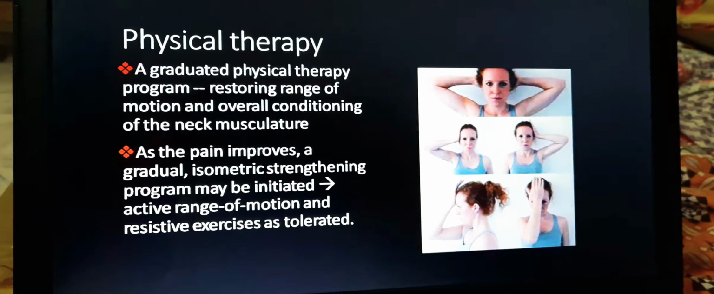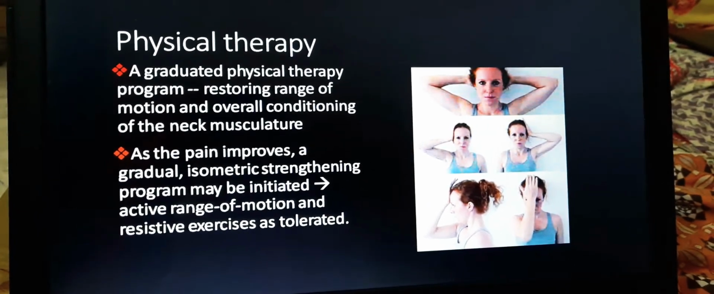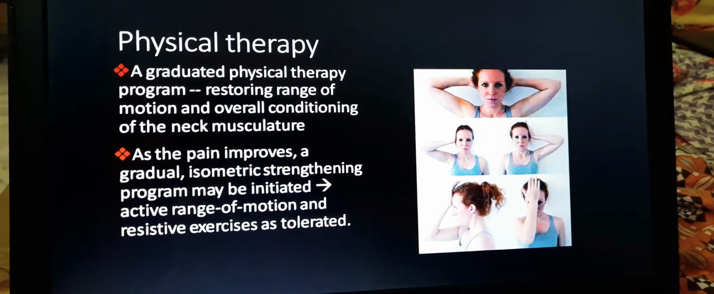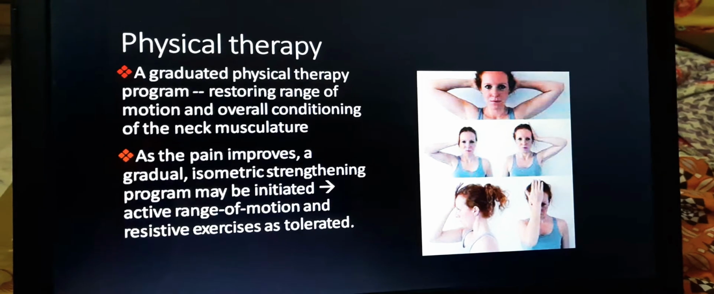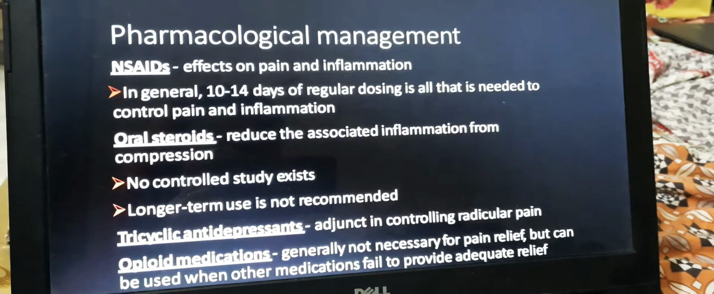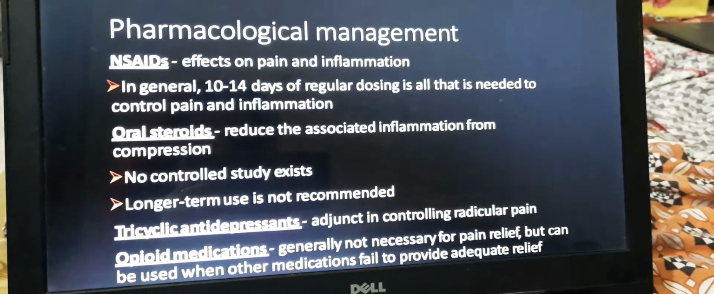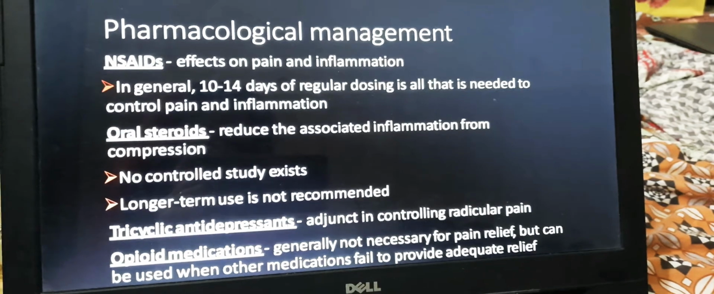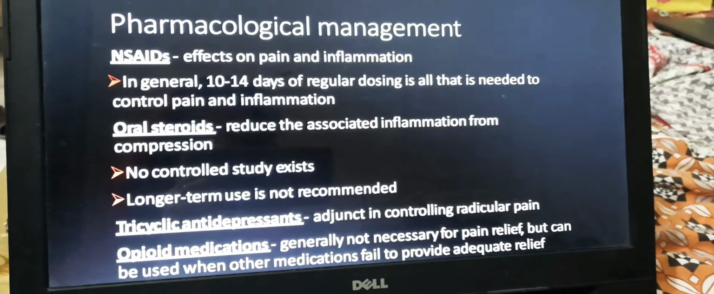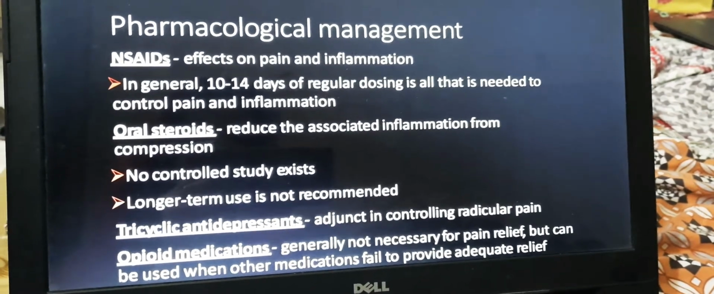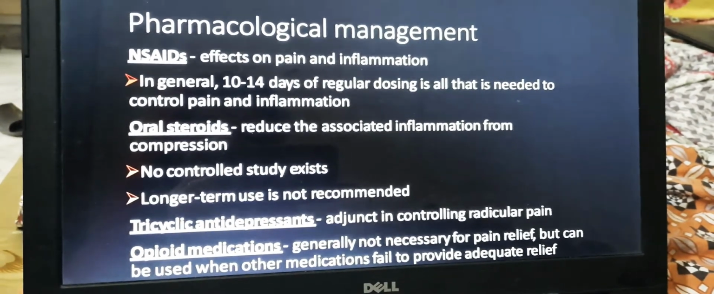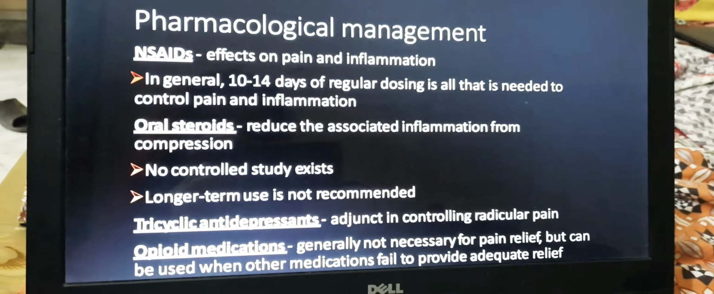Physical therapy involves a graduated physical therapy program restoring ROM and overall conditioning of the neck musculature. As the pain improves, a gradual isometric strengthening program, active ROM and resistive exercises as tolerated could be included. Pharmacological management involves NSAIDs, which have an effect on pain and inflammation in general. 10 to 14 days of regular dosing is all that is needed to control pain and inflammation. Oral steroids reduce associated inflammation from compression. Tricyclic antidepressants control radicular pain. Opioid medications are generally not necessary for pain relief.